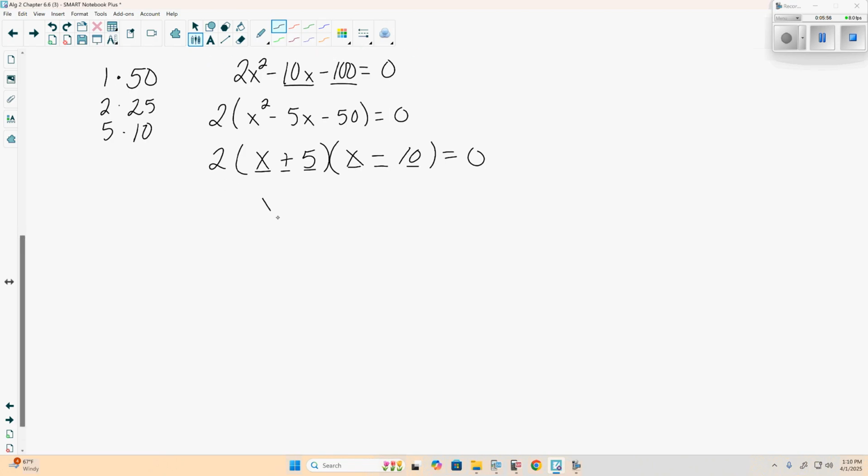Now, according to our zero product property, anytime we have 2 or more things multiplied together to equal 0, one of those has to be 0. So either x plus 5 is 0 or x minus 10 is 0.